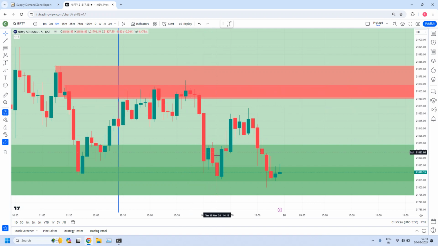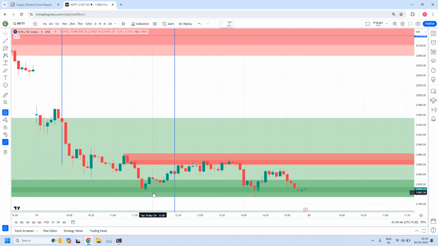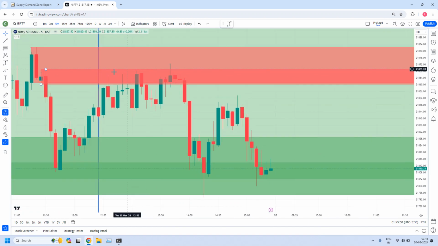You would have got another 50 points trade from the supply zone to here. That means total you would have got 100 points trade today. One is a long trade and another one is a short trade. This is the beauty of high liquidity zones and our supply demand zone price action theory. This first trade is based on high liquidity zone trade. Second trade is purely based on our supply demand zone as per the bearish trade setup.